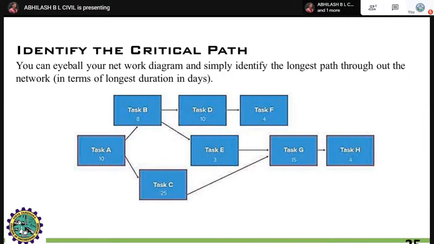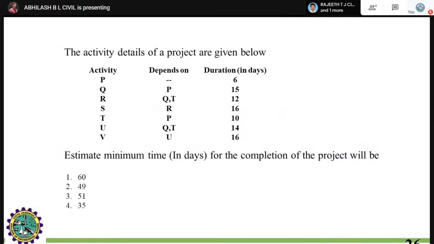For example, task A should go to a particular task B. These are the times which I have mentioned. There are some problems on this particular thing. I will show you the problems and solve this problem. This is one of the problems I have taken from GATE.